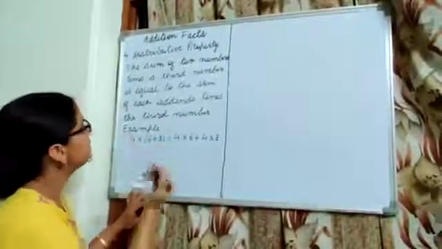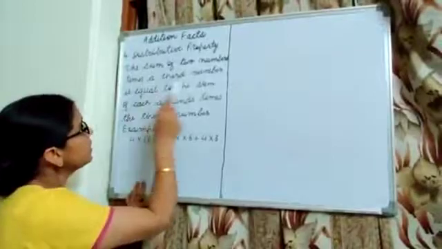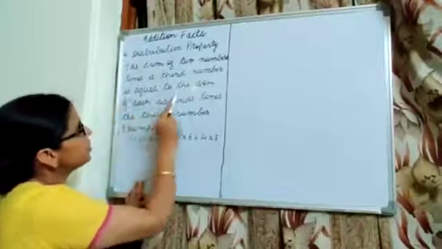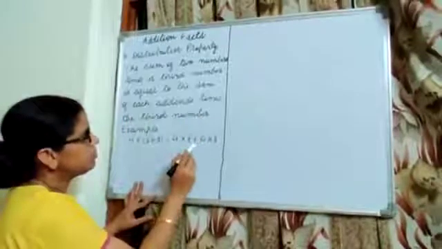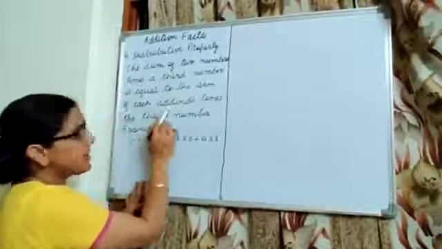Then on the next side, what is said? The sum of two numbers times a third number is equal to the sum of each addend times the third number.